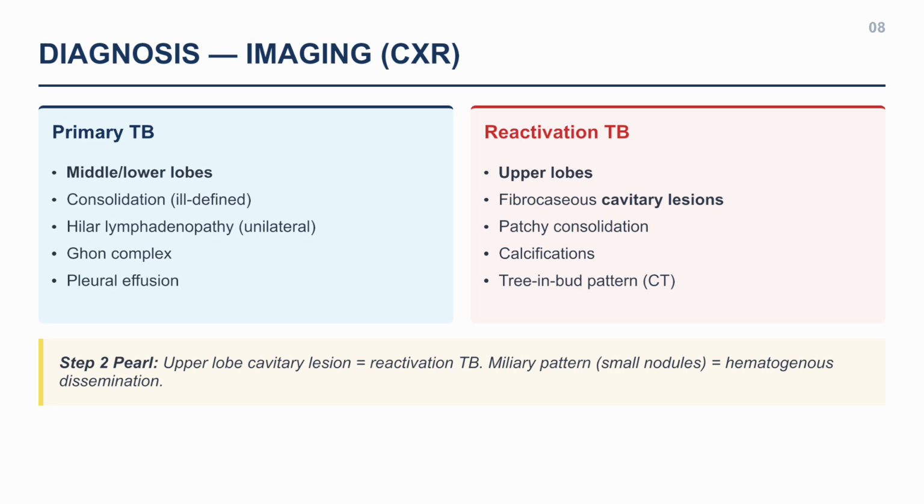Step 2 Pearl. An upper lobe cavitary lesion is the hallmark of reactivation TB. A miliary pattern with tiny nodules throughout both lungs indicates hematogenous dissemination.